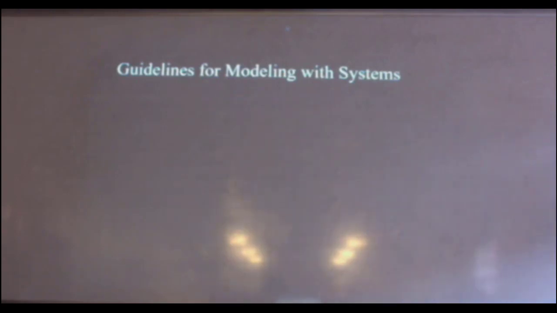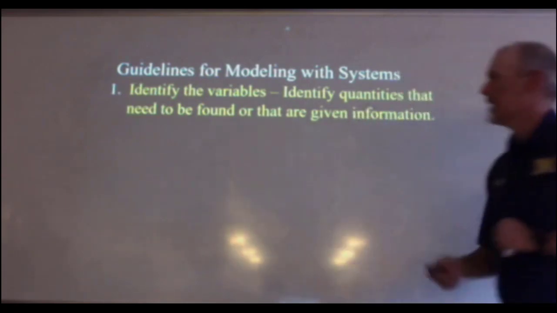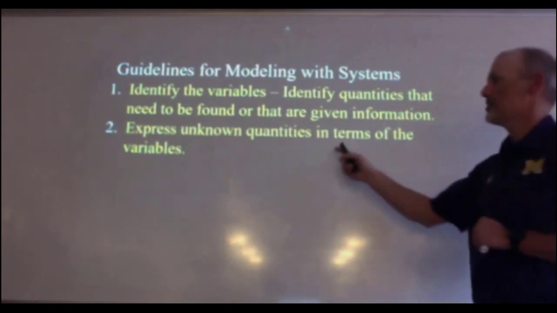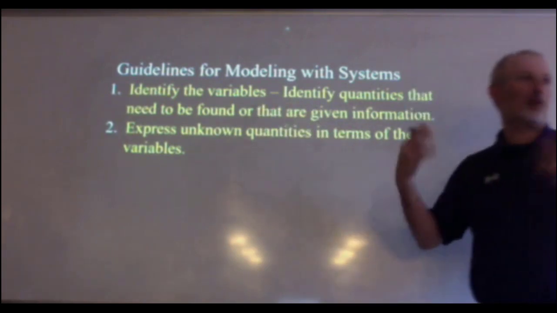Okay? So the first thing we want to do when we are modeling with systems is identify the variables. Usually the question tells us what the variables are. Like it might say, how many of this and how many of that? Well, that tells us those are the two things we don't know. We'll probably use those as our variables. Or how fast is this and how fast is that? Well, that's the two things we're trying to figure out. We're going to probably use those as the variables. So identify those quantities that need to be found, or sometimes they could be given information. Express the unknown quantities in terms of those variables. So like I said, if we pick what we don't know, we just say this one is x and this one is y, or whatever letters we want to use.